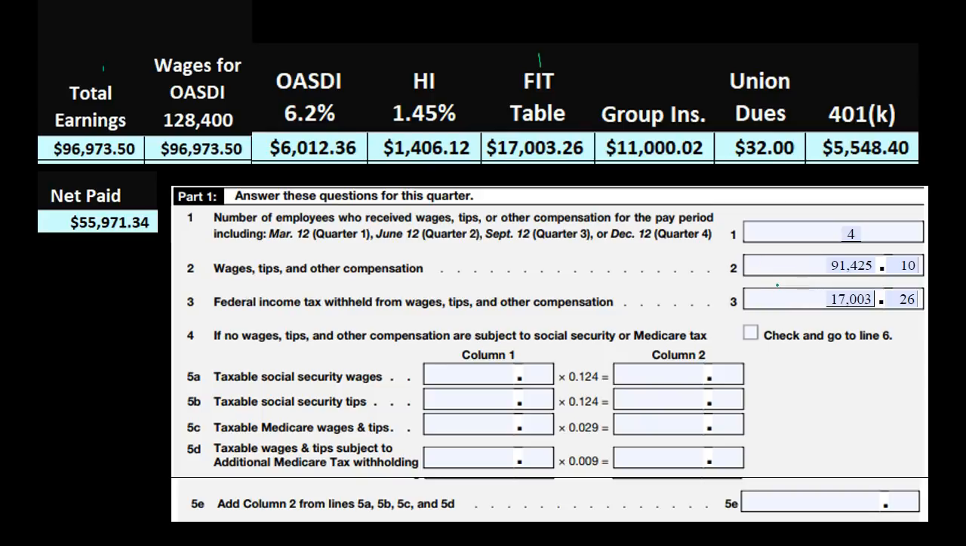It would be nice if these two numbers were related in some way, meaning it would be nice if we could derive this number by some calculation from this number. But we can't do that because the FIT is too complicated.